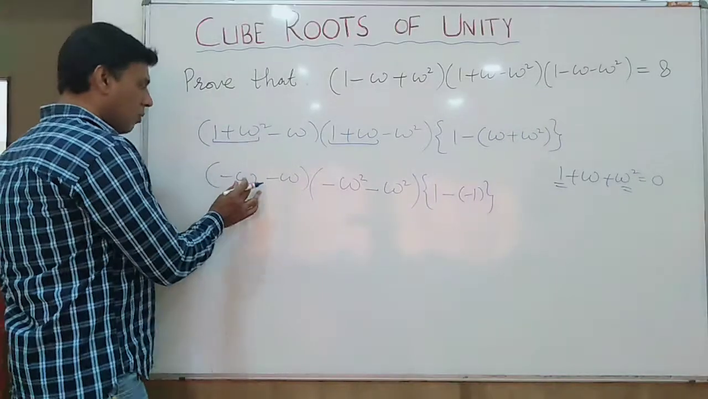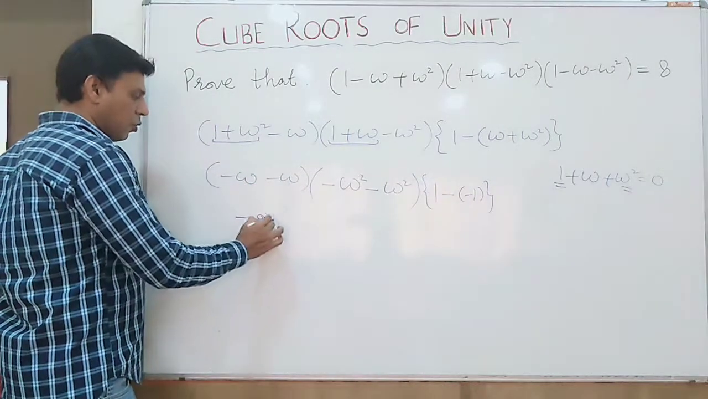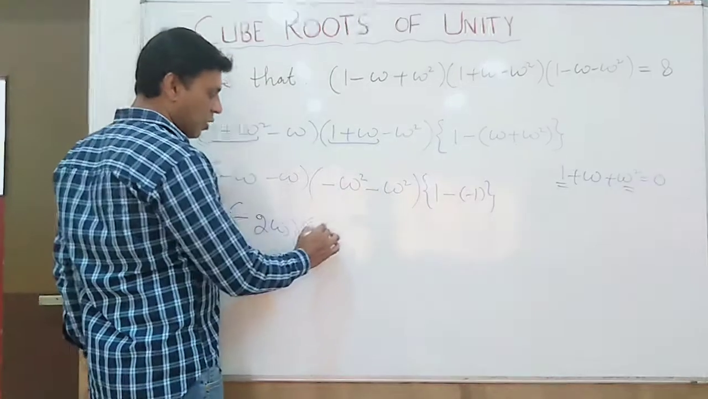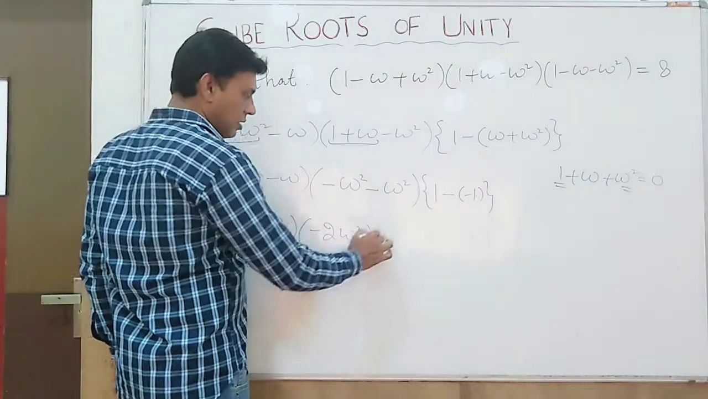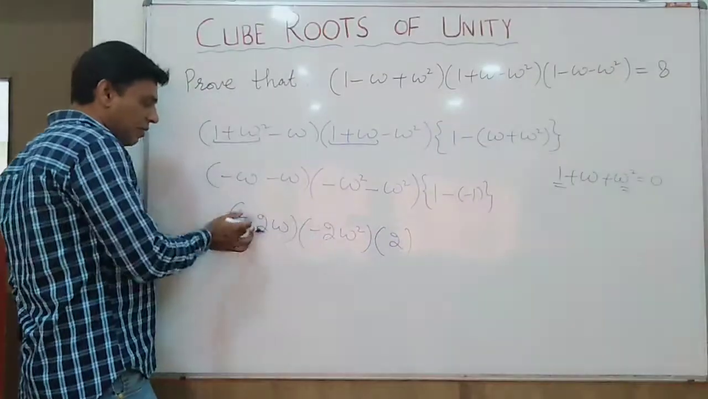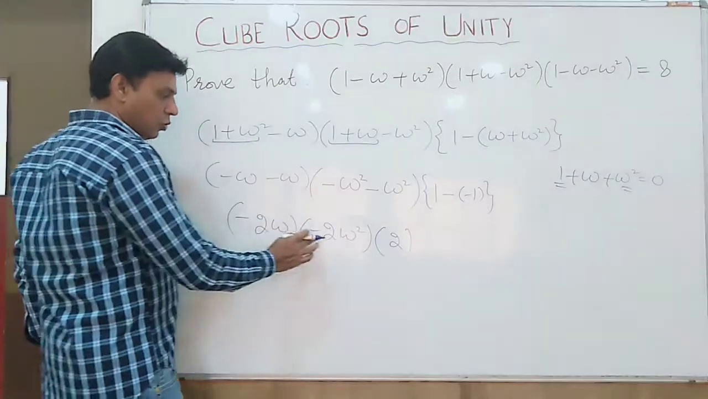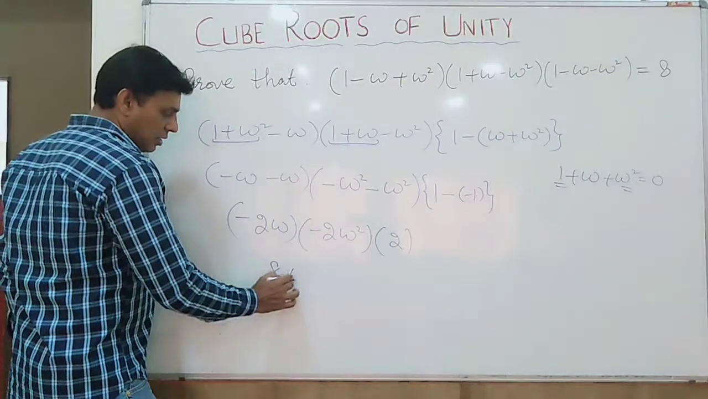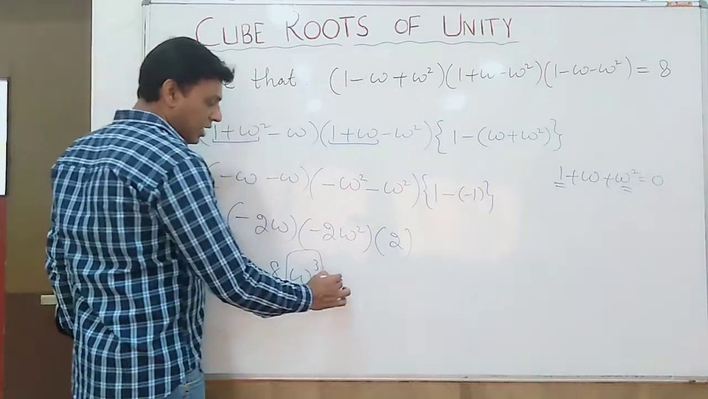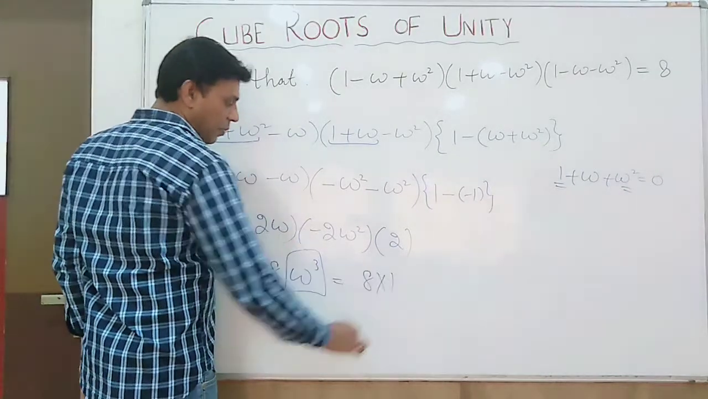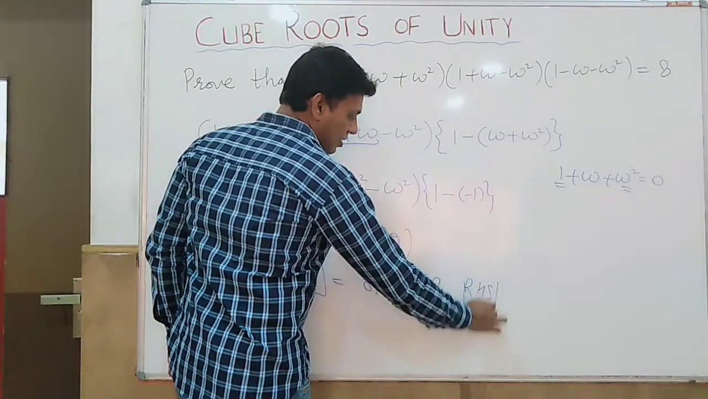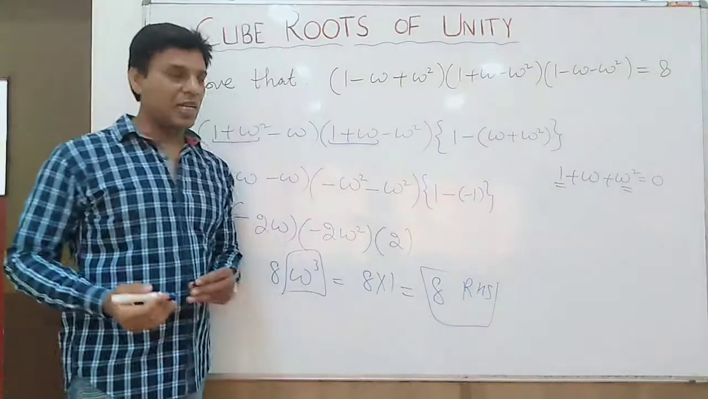Now solve it. Minus omega, minus 2 omega. Similarly, minus omega square, and minus omega square, minus 2 omega square, and 1 minus minus 1 is plus 1, that is 2. Now minus and minus will become positive. So 2 to the 4 to the 8, and omega to the power 3. And you know omega to the power 3 is equal to 1. This is another property. And 8, which is your right hand side. So for more questions, keep watching.